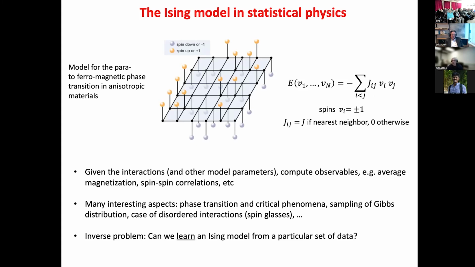So the problem that Hinton and collaborators looked at is the inverse problem. Can we, from data, guess what the Jij are, and can we build a model which is adapted, adequate for a particular set of data? So let me try to explain in a better way what that means.